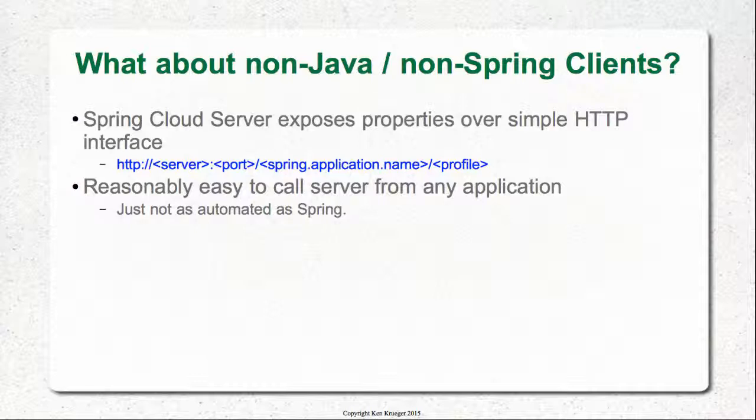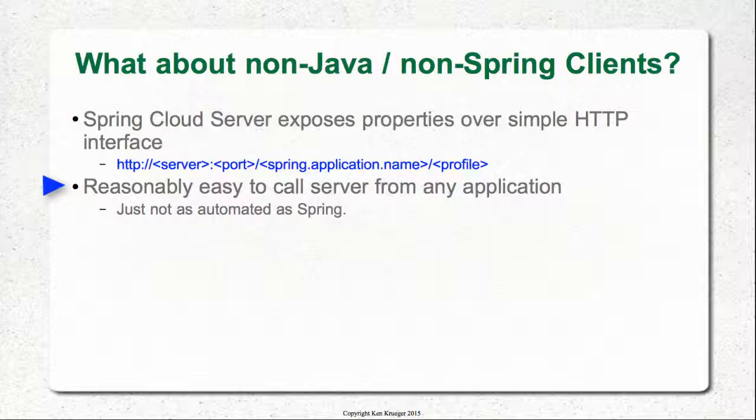So you say, what about non-Java? What if I'm not using Spring? What if I'm not using Spring Boot? Well, the Spring Cloud server is actually exposing its properties over a RESTful interface using HTTP. Most languages that you and I know of can make an HTTP call. Most languages nowadays can do a RESTful call and interpret a JSON response. So it is reasonably easy, or absolutely possible, let's put it this way, to make the call to the server from any application.